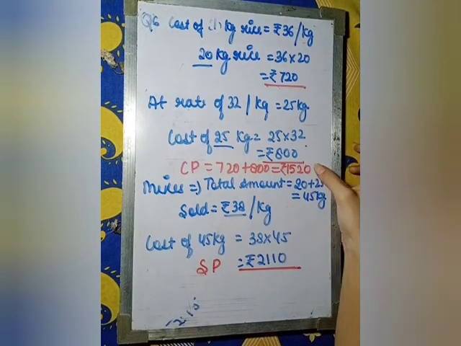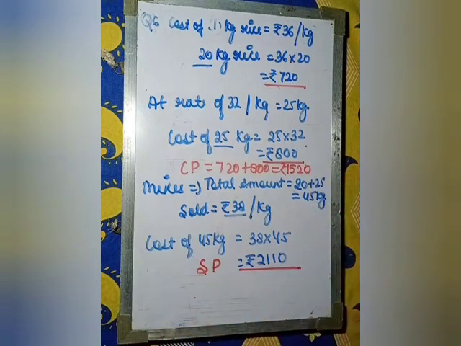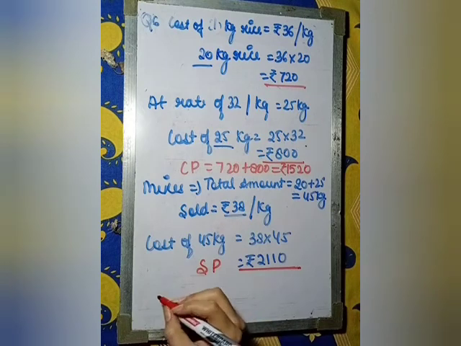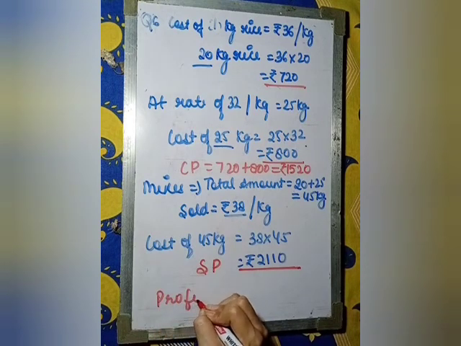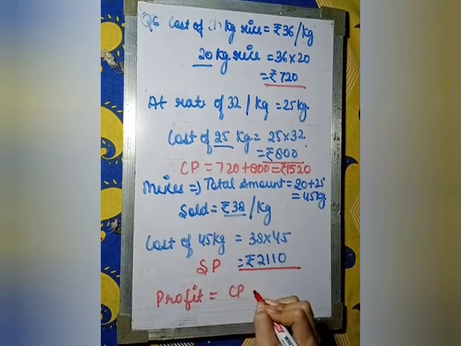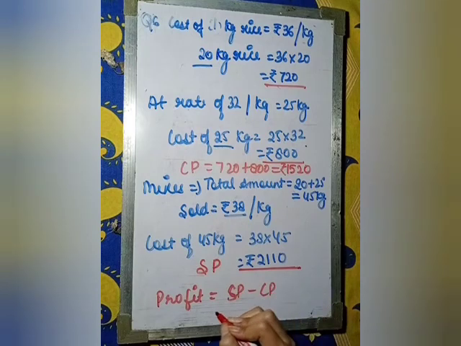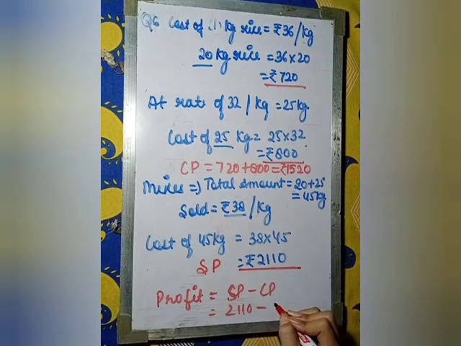Now we have to find the gain percent. He bought for this and sold for this. First we have to find the profit. So profit equals SP minus CP. SP is 2110 minus CP. Now you can find it yourself.